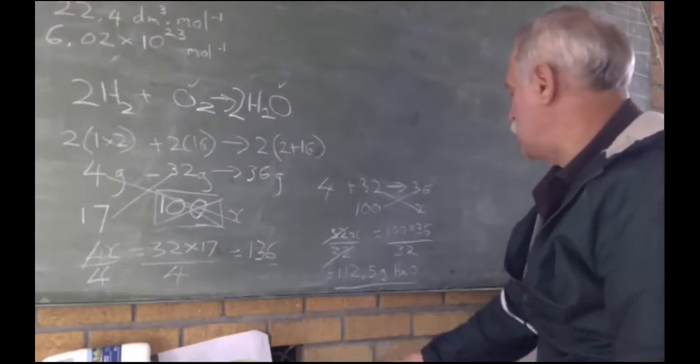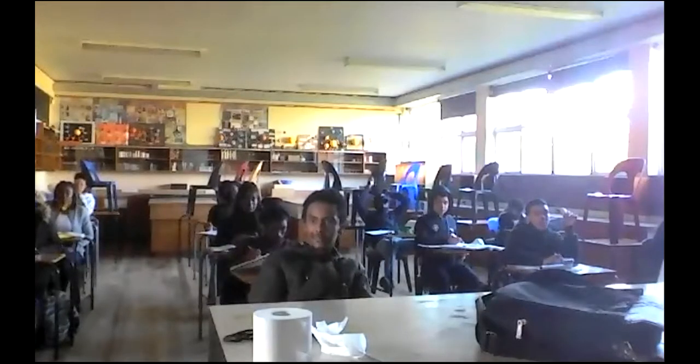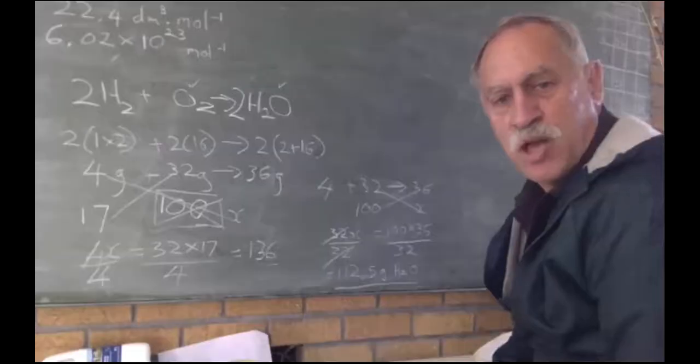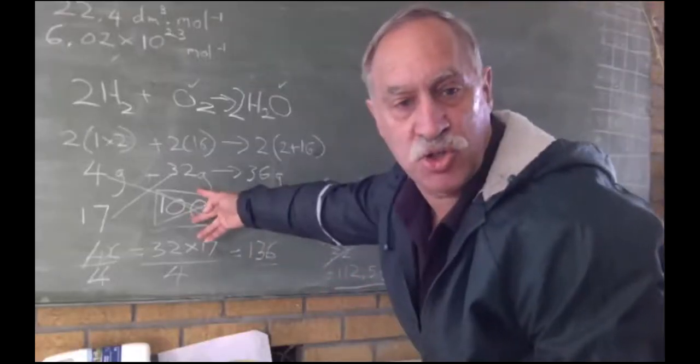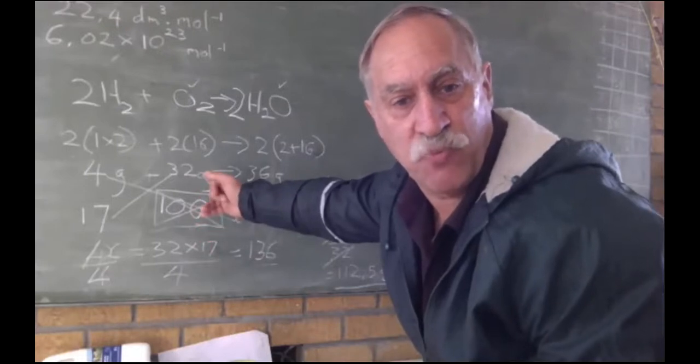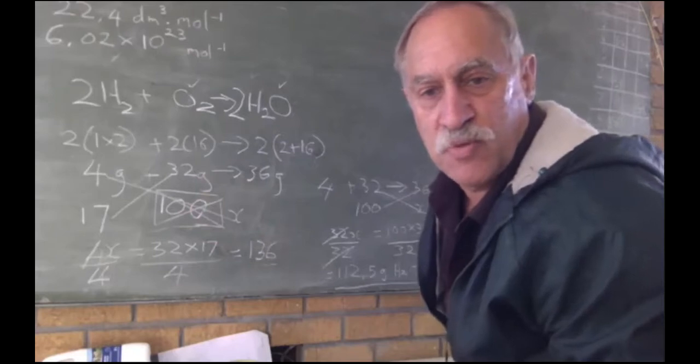Did you guys get 112.5? And did you guys know why we use the limiting reagent to do this calculation? Because that's the one that's going to run out first.